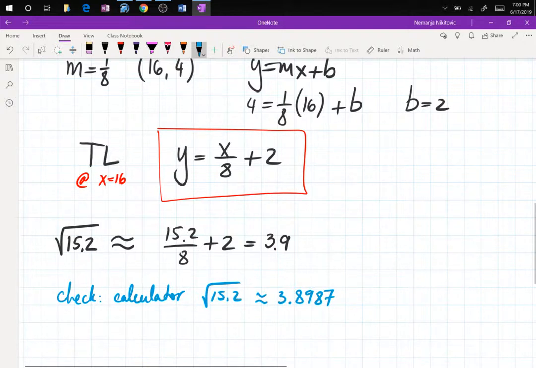So next time when someone tells you, what do you know? I can compute the square root of 17.1. What do you know? Right? Well, now you know that as well.